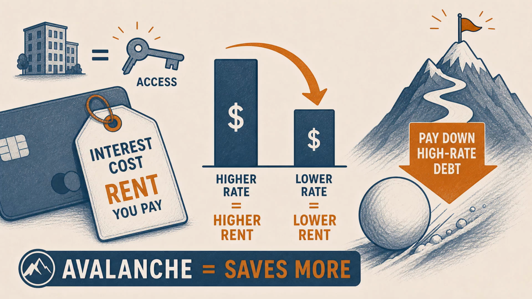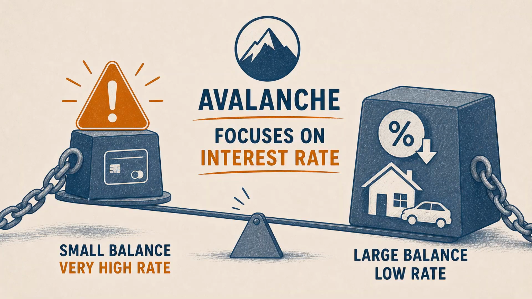To understand why Avalanche usually saves more money, picture interest as rent you pay for using someone else's money. The higher the rate, the higher that rent. Paying down high-rate debt reduces future interest charges more aggressively. A common misunderstanding is thinking the biggest balance is automatically the most urgent. But Avalanche looks at the interest rate, not just the balance. A smaller credit card balance at a very high rate can be more expensive than a larger loan at a low rate.